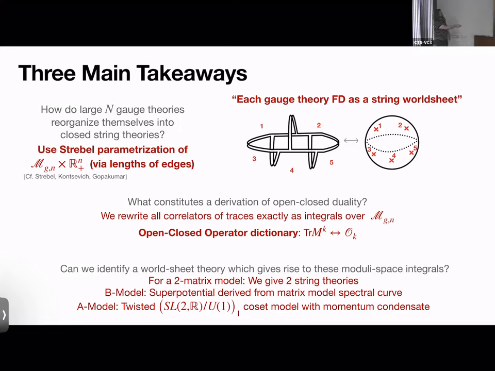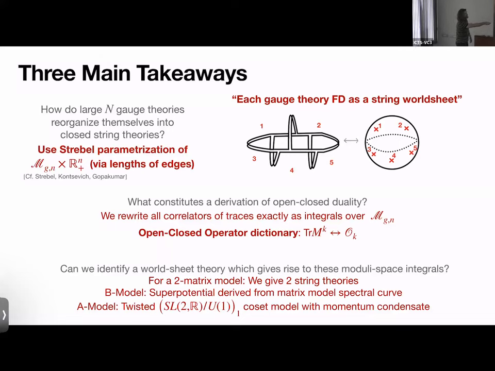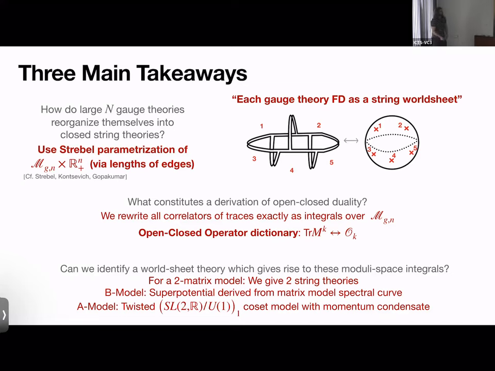And so we're in fact going to have an open-closed operator dictionary. What that means is every time you insert some trace M^k into this matrix integral, that's the same as adding this omega_k, this is some cohomology class, some form on this space that you want to integrate over, okay? So you tell me I want to insert trace M^k, no matter what else is in the correlator. And that means you insert this integrand on moduli space. Okay.